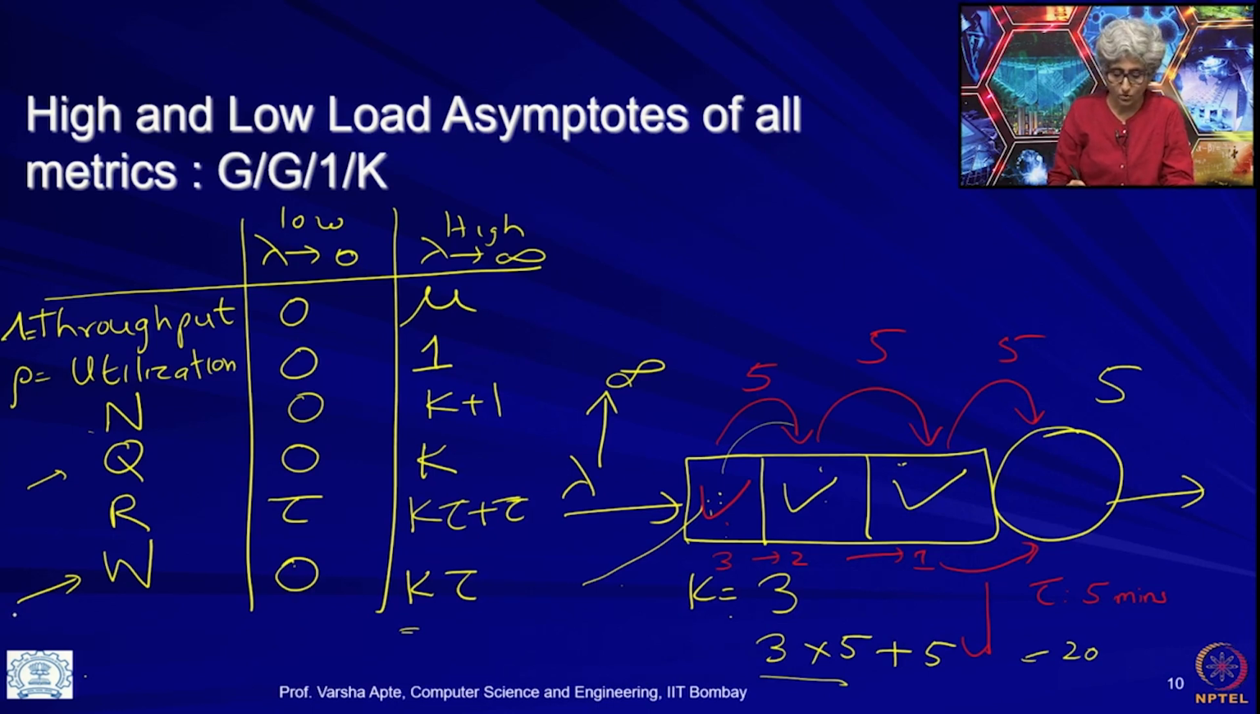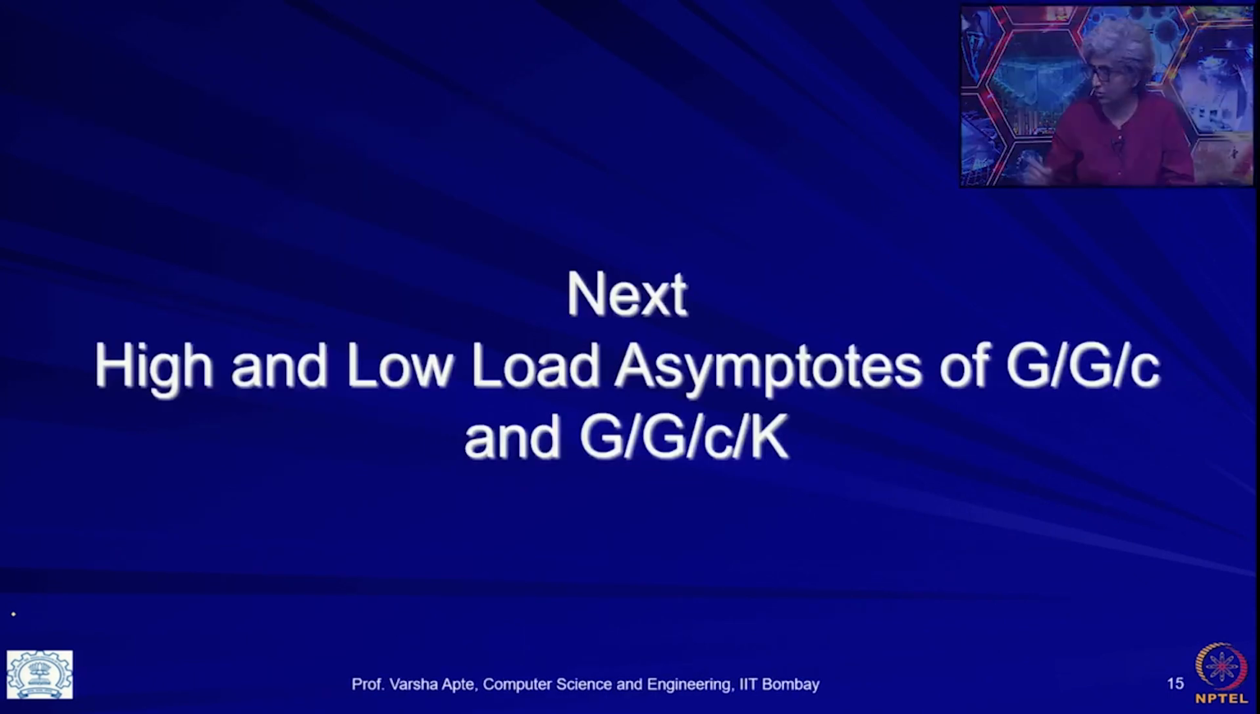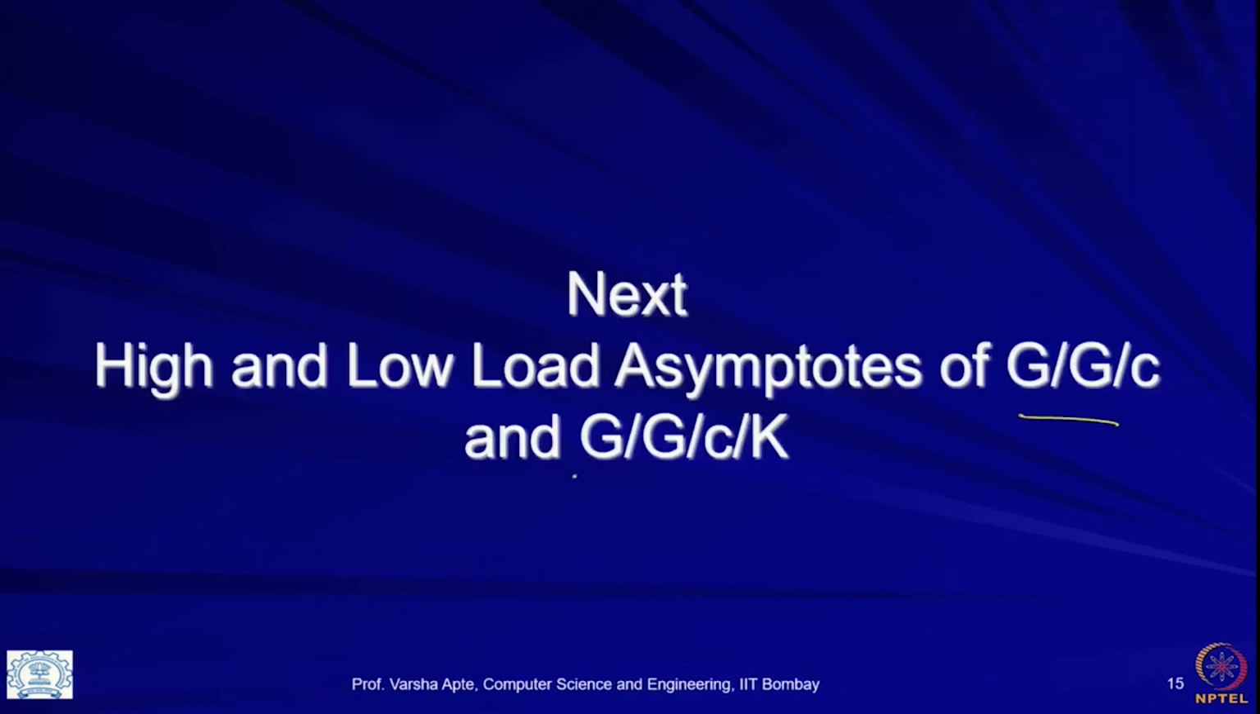So, these were the high and low load asymptotes for GG1K, and we will continue with the high and low load asymptotes for GGC and GGCK in the next lecture.